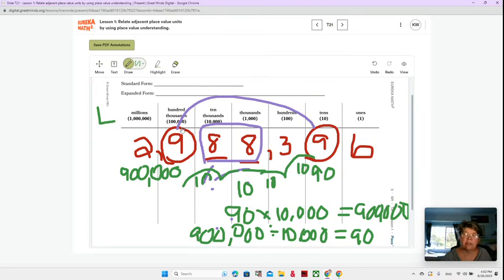right? 900,000 is bigger than 90. So every time we go over, we're getting bigger by 10 more. And if we're going to the right, then we're getting smaller. Each time we're going over, we're getting smaller by 10. Okay, that's how our place value system works. Each adjacent one to the left is 10 times bigger, and each adjacent one to the right is 10 times smaller, or dividing by 10.